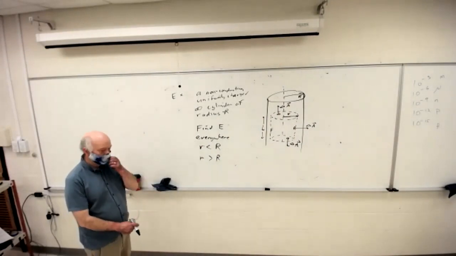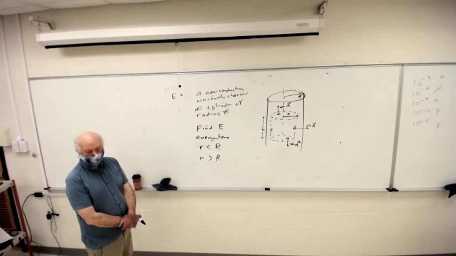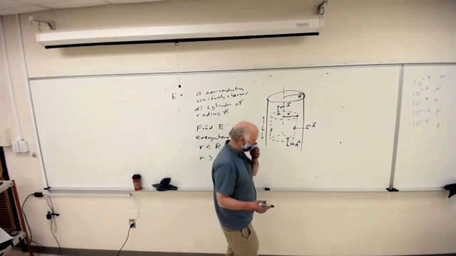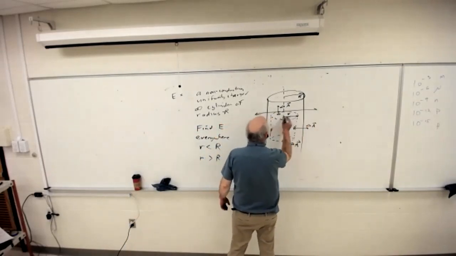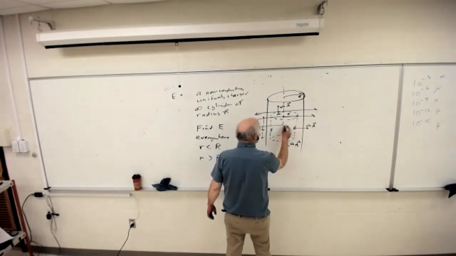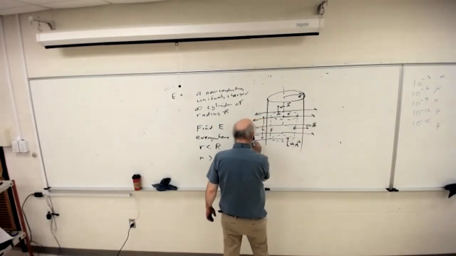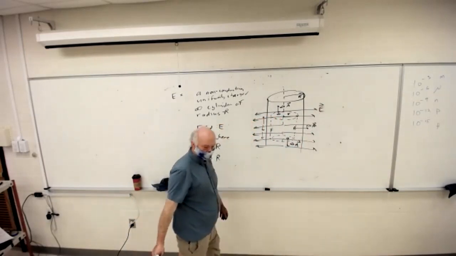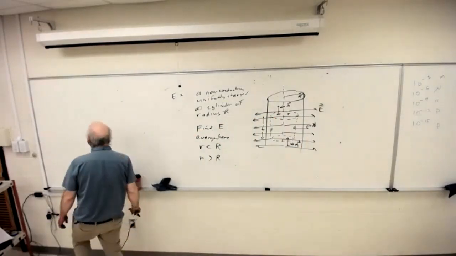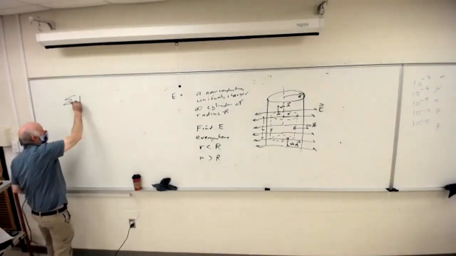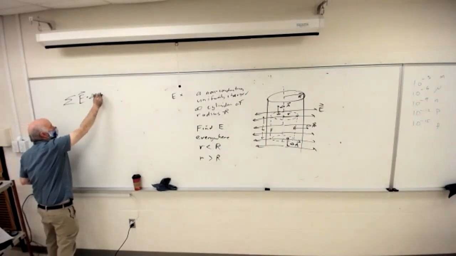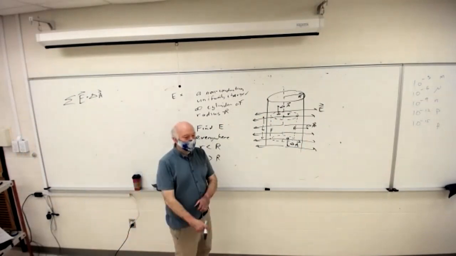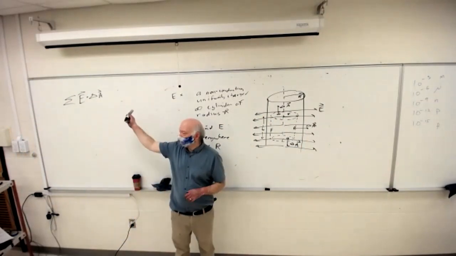How does the electric field have to go? Assuming the same thing as before, it points radially outward. So that's our electric field. Now what? How's that integral going to go?